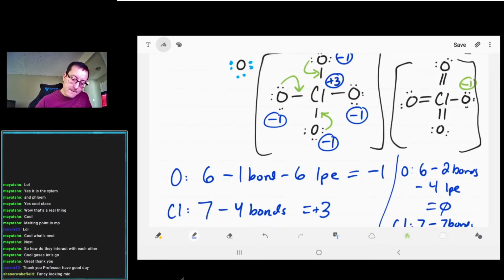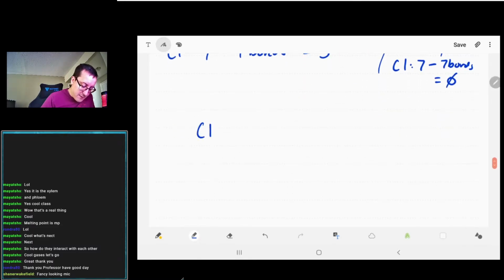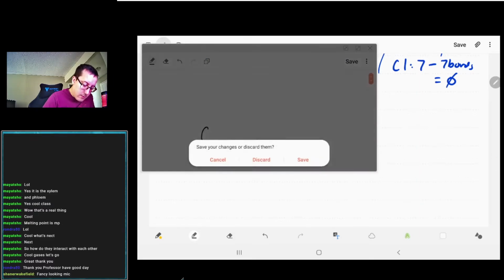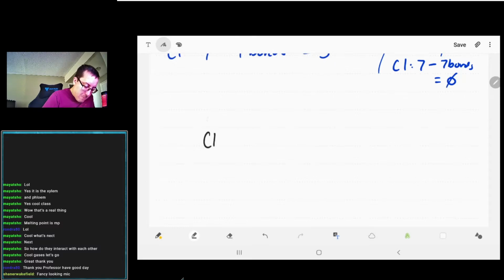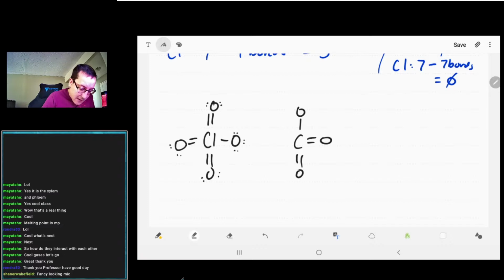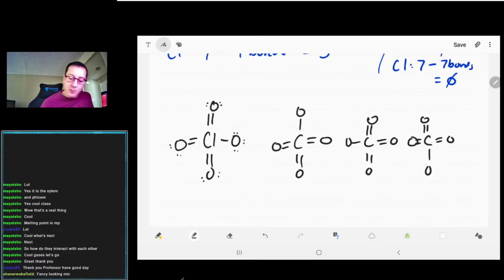If we look at that structure, we could have done... Oh, go away. So this was the structure we got out, right? We could have instead done a double bond on the right instead of the top. Could have done that. We could have also done it this way. I'm just kind of omitting the lone pairs for right now. I hope you forgive me. These are all equivalent structures.